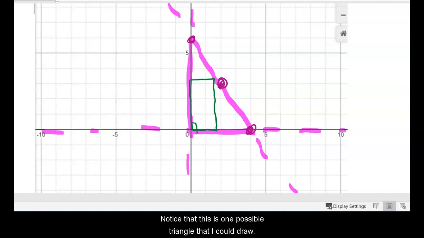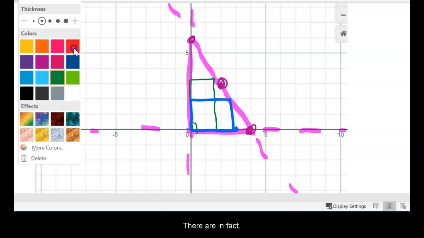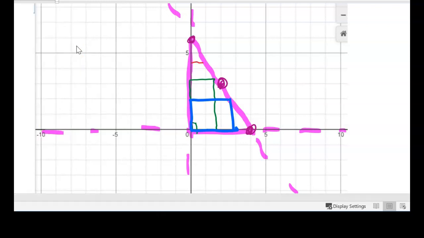Notice that this is one possible rectangle that I could draw. However, another possibility would be to have it going this way. Now, notice that these two rectangles will have different areas. The question is, which one has the greatest area? There are, in fact, many different rectangles that I could draw that would fit inside of that triangle. My job is to find the dimensions of the rectangle with the greatest possible area.